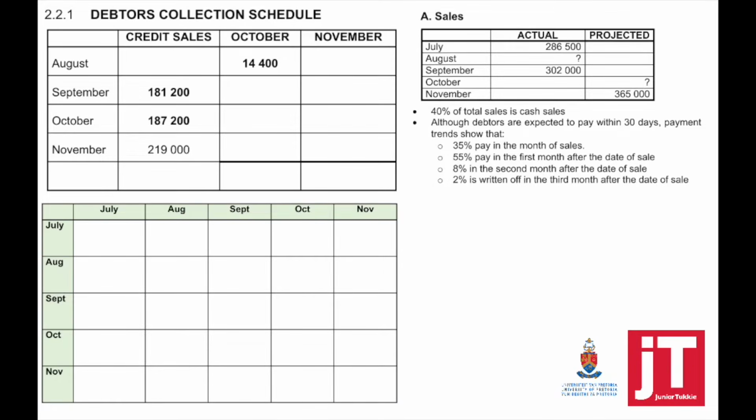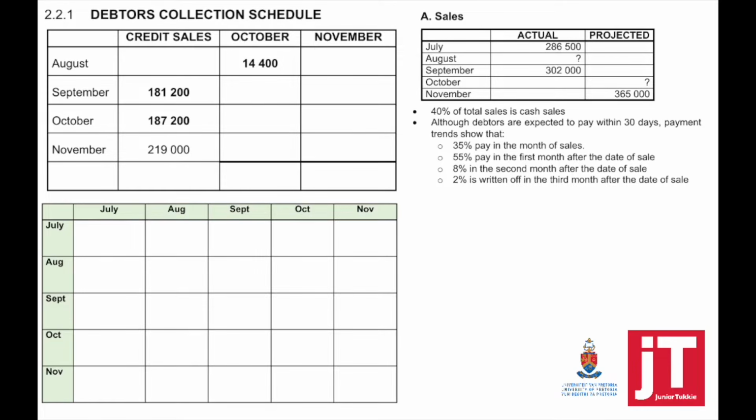So, completing the debtors collection schedule now. I'm going to look at my workings again, starting with the figures given to me in information A. I know it's not required in the debtors collection schedule because it starts from August, but I'm going to start from July and work my way through up to November based on how we expect the debtors to pay us. 35% in the month of sale, 55% in the first month after the date of sale, 8% in the second month after the date of sale, and 2% is written off in the third month after the date of sale.